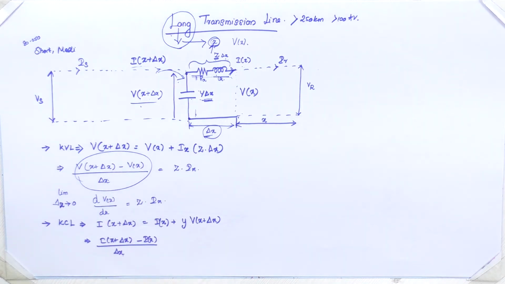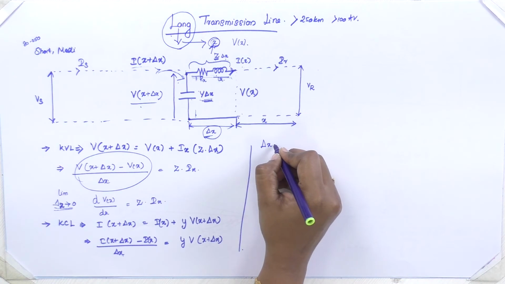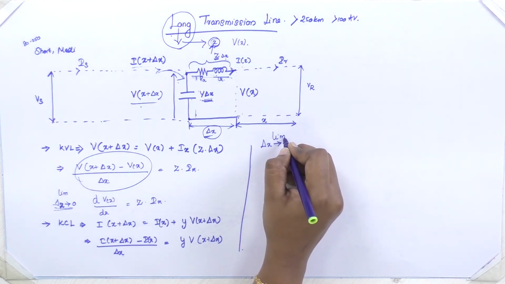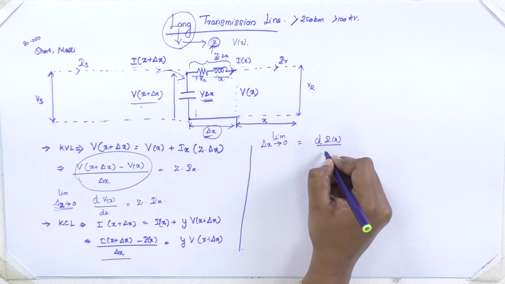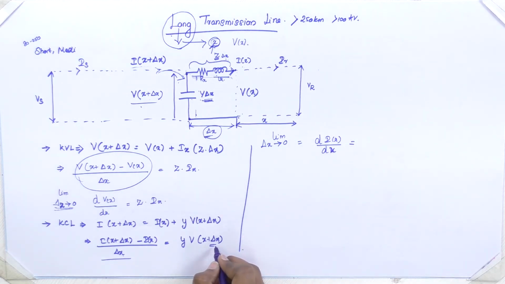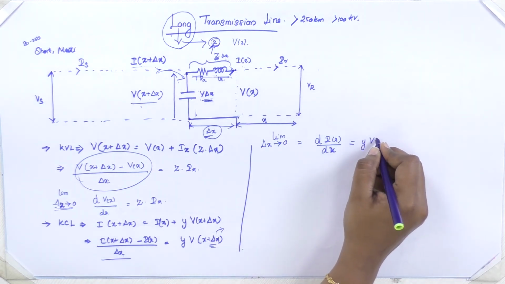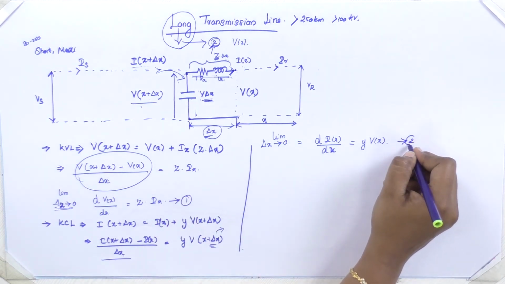So same term, in order to find the limit of del x equal to 0, here I am having y V of x plus del x. The same step, I am putting del x to the limit of 0. This equation will be d of I of x divided by dx, which is equal to, here also I am having del x, I am putting this del x limit as 0. So it will be y of V of x. So this is my first equation and this is my second equation.